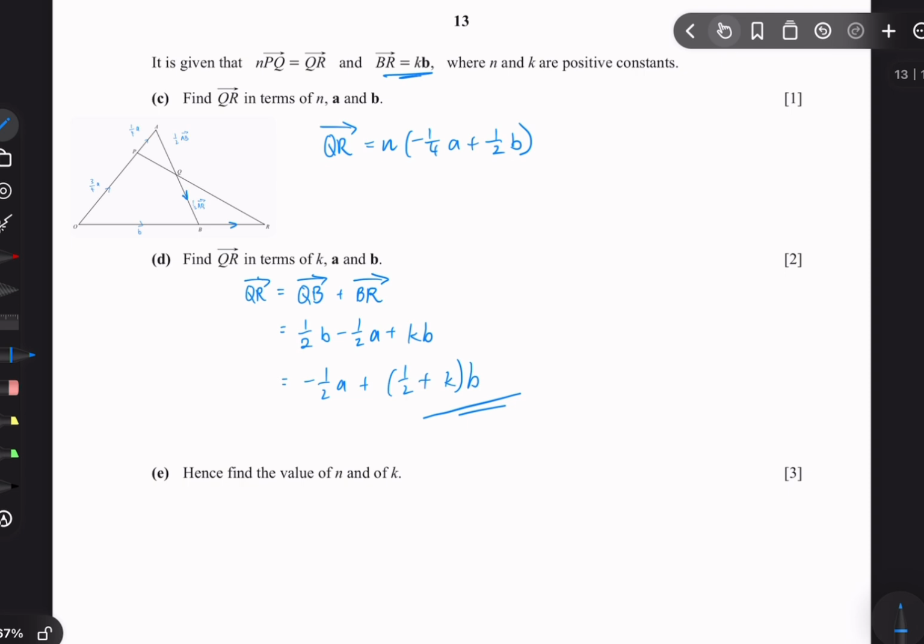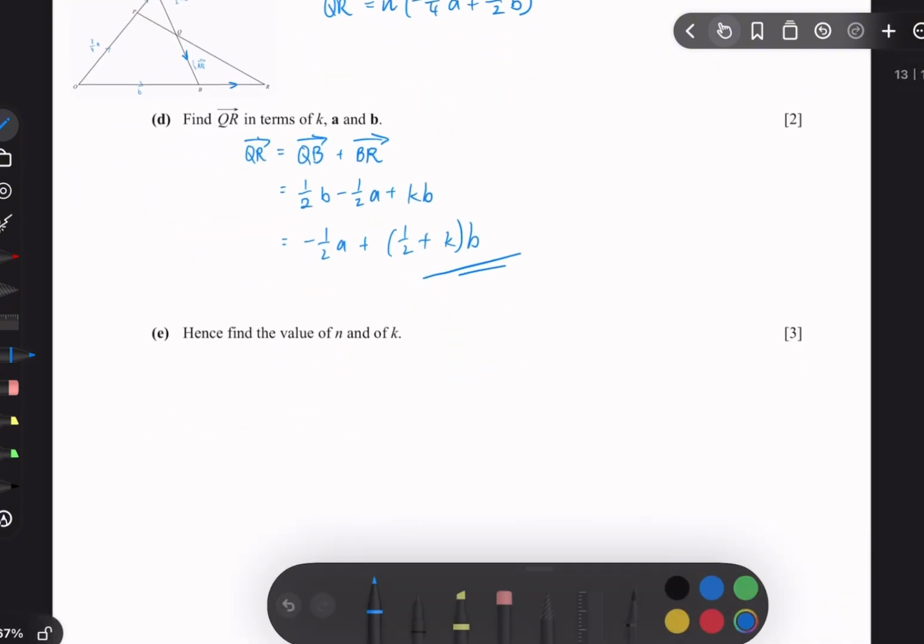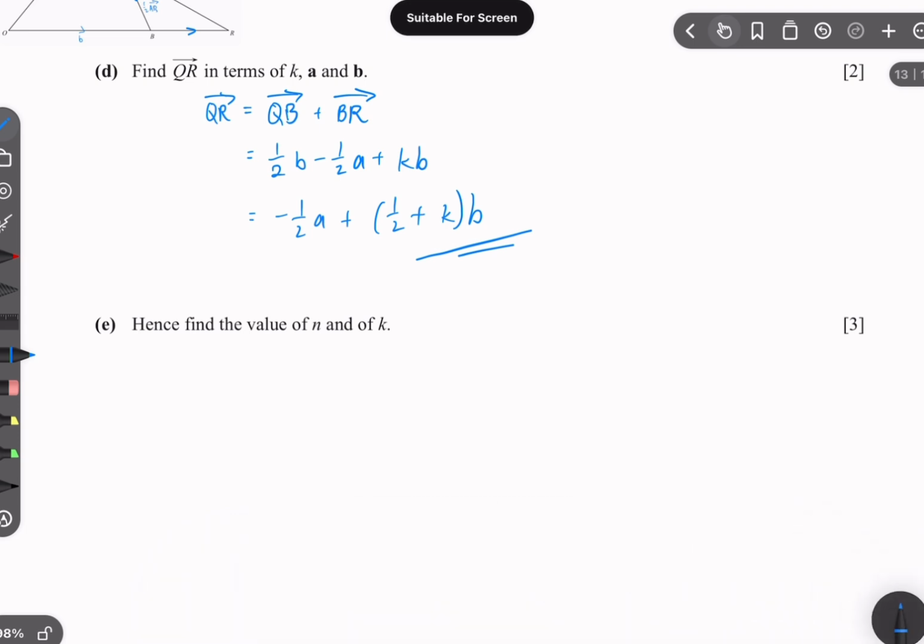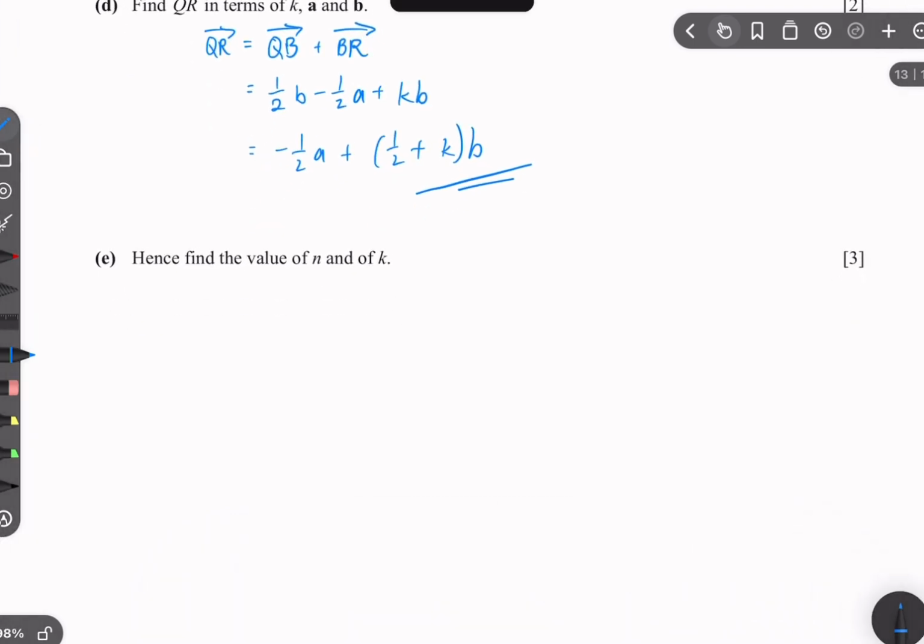Part E, hence find the value of n and of k. So we already have two equations for QR from part C and D. So we can just equate these two equations and then solve to find the values.